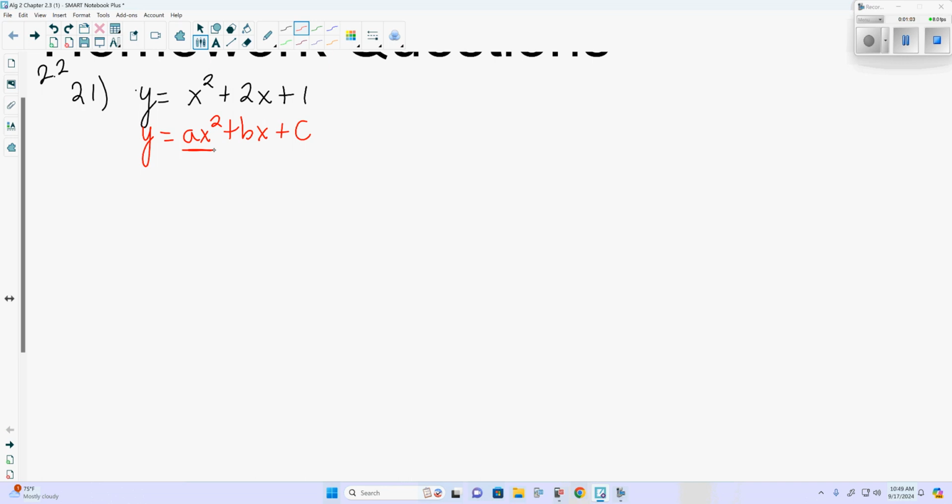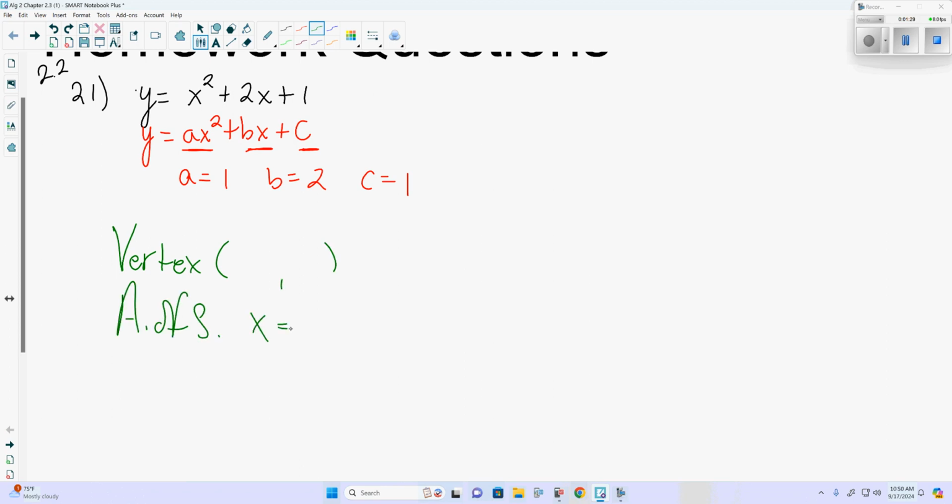B and C can be 0. If we don't have an x term, B is 0. If we don't have a number without a variable, it's understood to be 0. Those can be 0. Here, A is 1, B is 2 and C is 1. The vertex and our axis of symmetry.